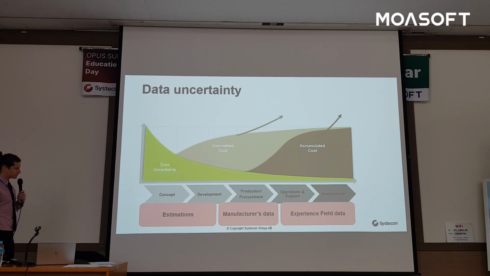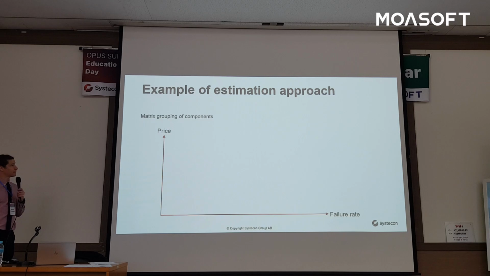Okay, so how can we work with this? One example of an approach for estimating data for this kind of modeling and analysis that we are talking about is to use a matrix grouping of the components. So in this graph here, we see the y-axis as the price. For example, the price is an important input parameter for the spare part optimization, of course, but also failure rate. So those are two very common data that you maybe don't know in the early phases.